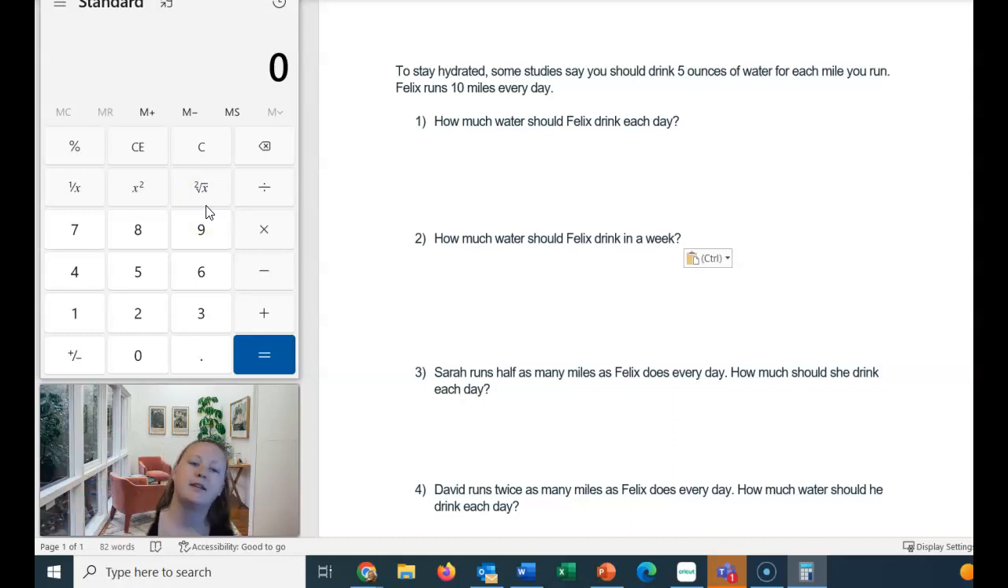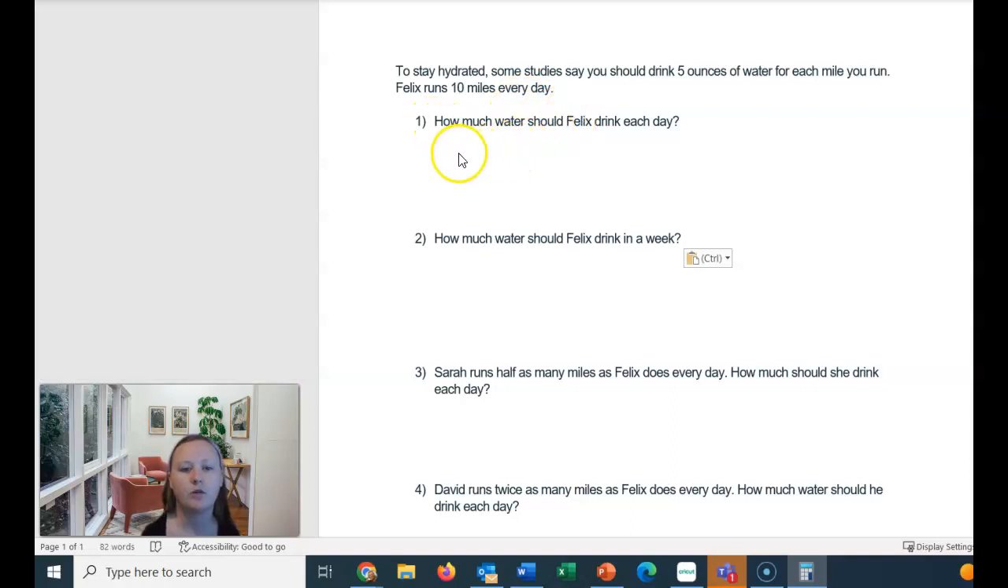Let's read our problem. It says, to stay hydrated, some studies say you should drink 5 ounces of water for each mile you run. Felix runs 10 miles every day. So question 1 says, how much water should Felix drink each day? Okay. He needs 5 ounces of water for every mile. He runs 10 miles a day.